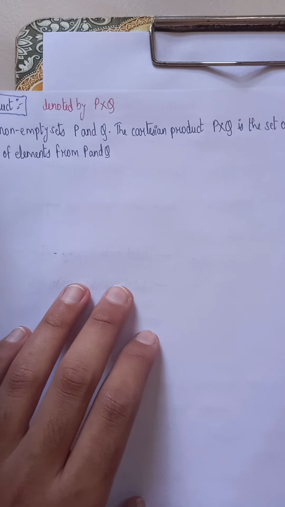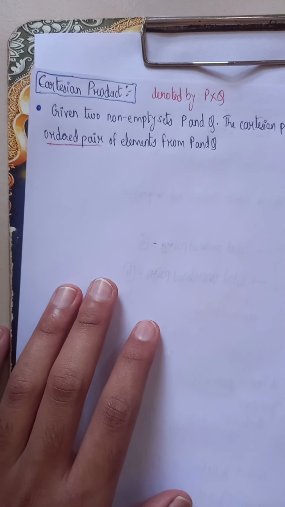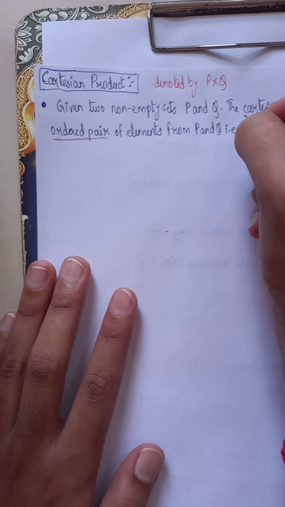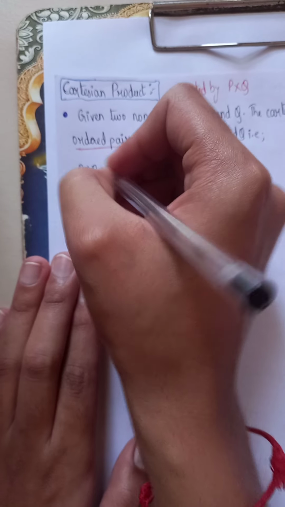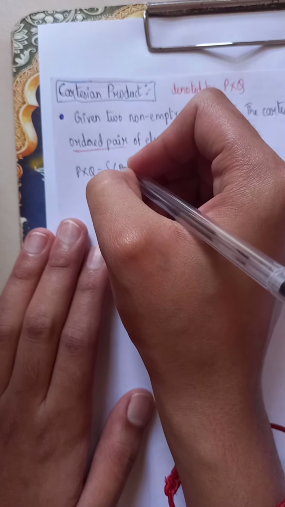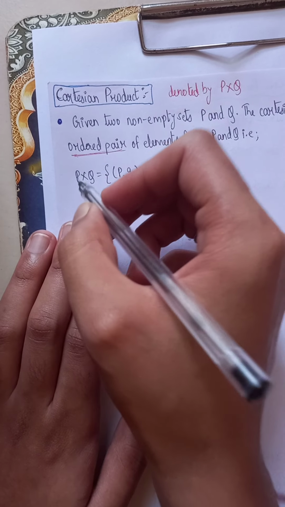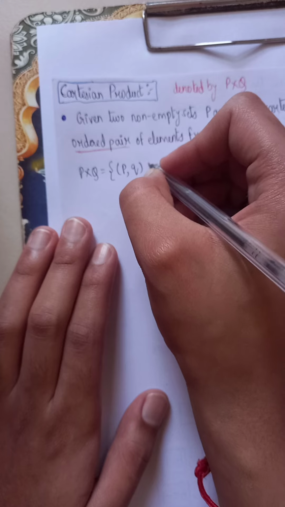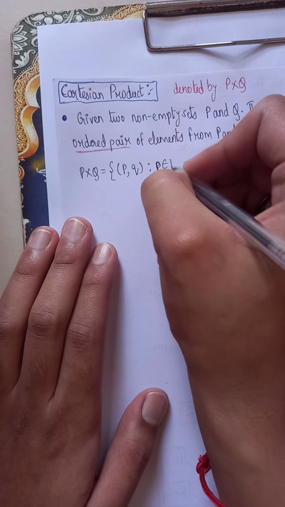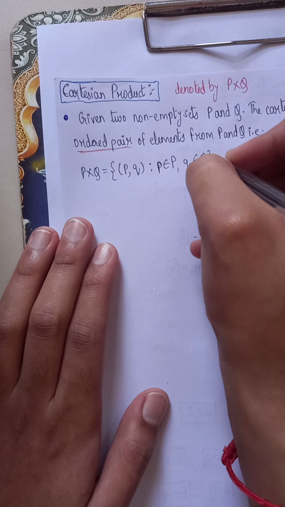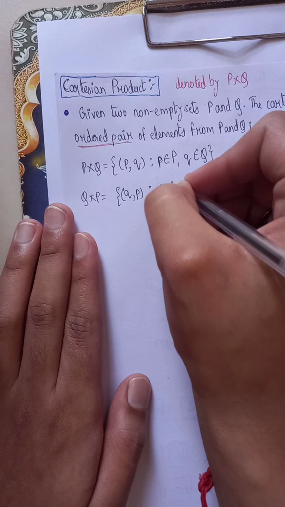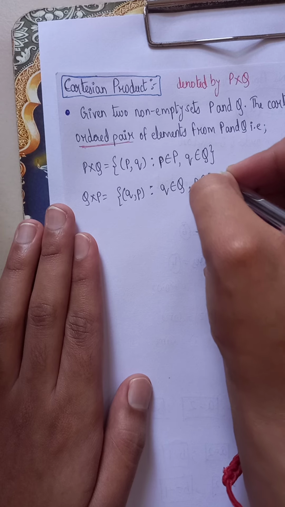Given two non-empty sets P and Q, the Cartesian product P cross Q is the set of all ordered pairs of elements from P and Q. That is, P cross Q, or P into Q, is nothing but all the elements (p, q) such that small p belongs to capital P and small q belongs to capital Q, and Q cross P is (q, p) such that small q belongs to capital Q and small p belongs to capital P.